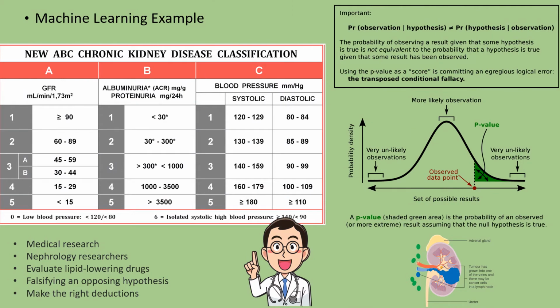In a machine learning example of medical research on nephrology, researchers performed a series of 10,000 studies to evaluate the use of lipid-lowering drugs, each time including 10,000 people. The chance of atherosclerosis occurring was 10%. By falsifying an opposite hypothesis, we strengthen the evidence for the hypothesis in which we are interested. With this research, physicians in nephrology are able to make the right deductions.